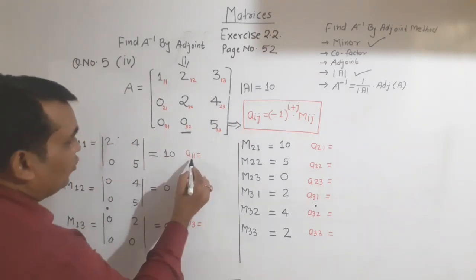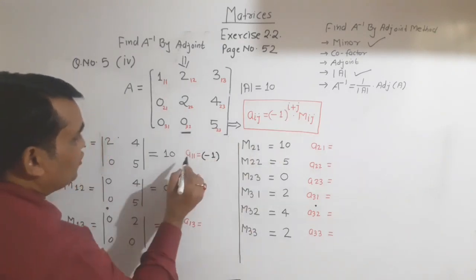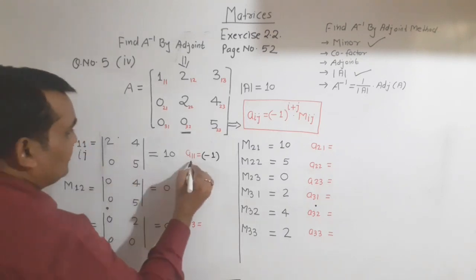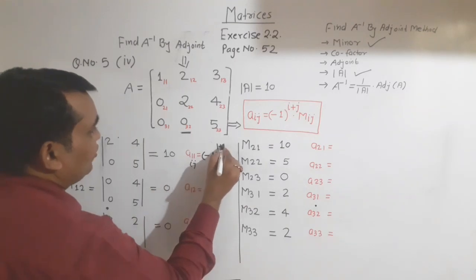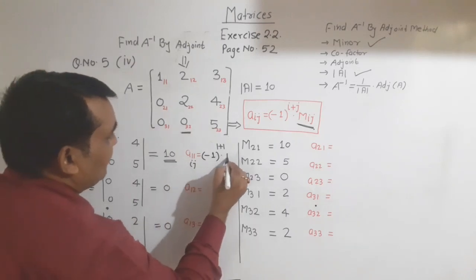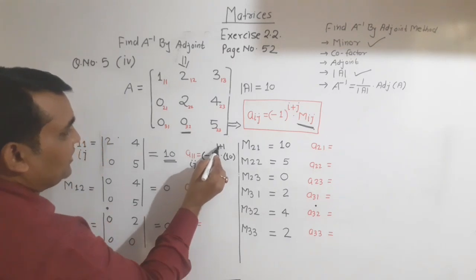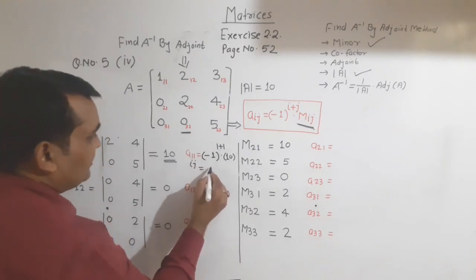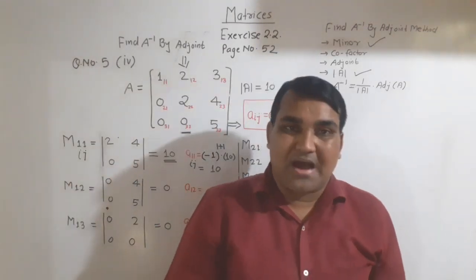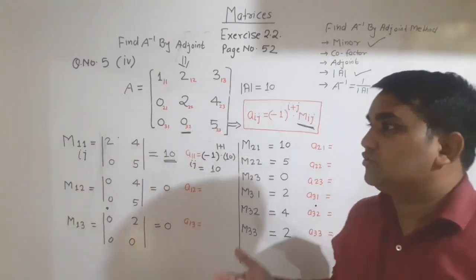Aij, that is A11, is (-1) raised to i plus j. Try to understand, this is i, this is j. So i plus j is 1 plus 1. Mij is the minor of this. So what is the minor of this? Multiply by 10. So your answer will be (-1) raised to an even power, which gives you positive, so it's 10 only. If (-1) is raised to an odd power, it gives you negative; (-1) to an even power gives you positive.